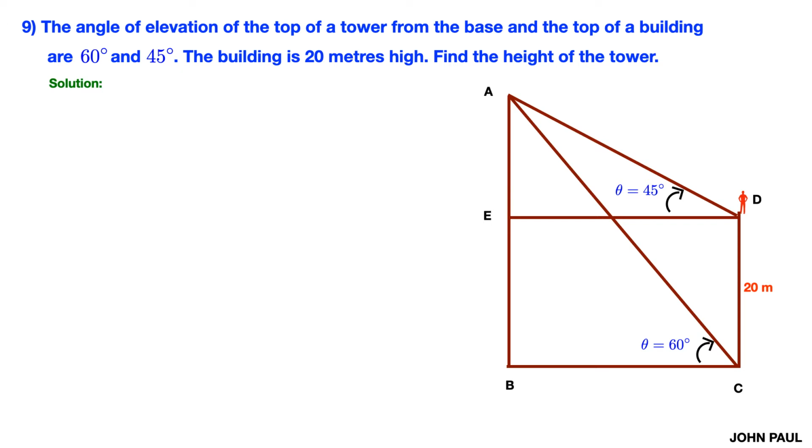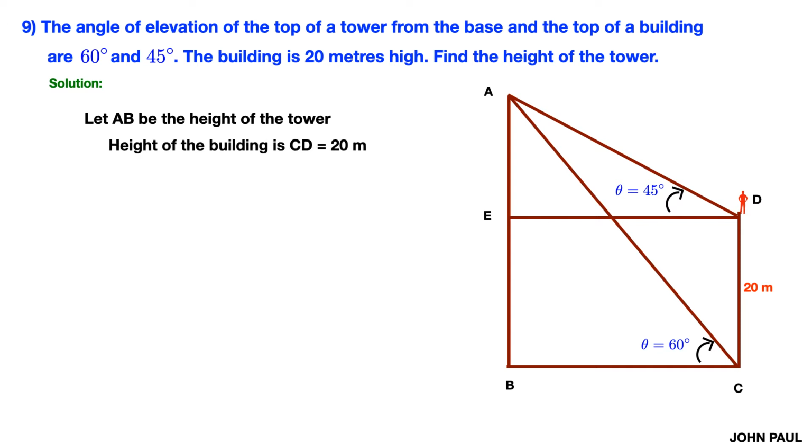We'll label the points A, B, C, D and so on. Let AB be the height of the tower. The height of the building is CD. In the question it is given as 20 meters. Then CD equals BE, both are 20 meters. AE we don't know. Let us take it as H.